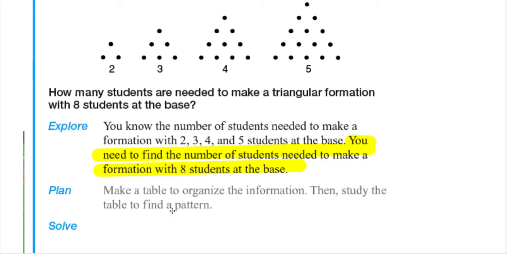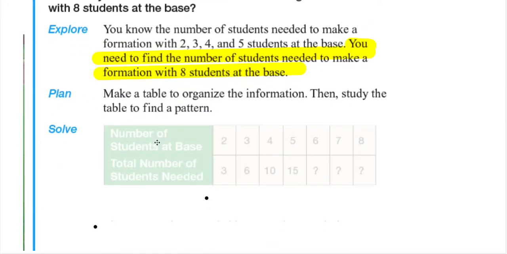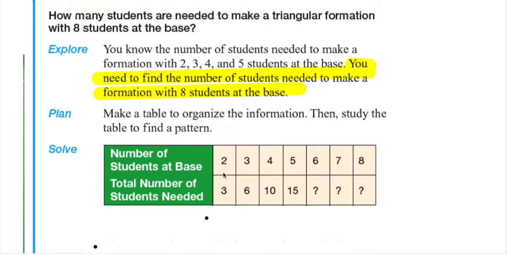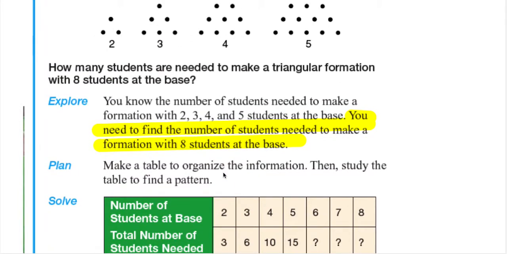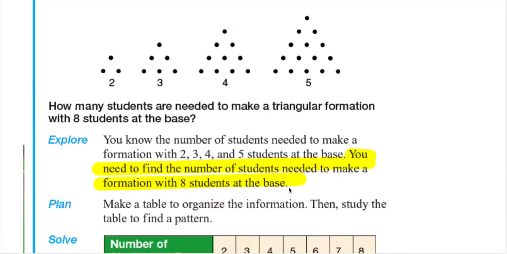How do we solve the problem? Make a table to organize the information, then study the table to find the pattern. Just as we did with the cubes, we create a table for this. And this is how the table would look. If you have a base of 2 students, you'll have a total of 3 students to make that triangle. Base of 3, 6. 4, 10. 5, 15. Okay, that's what we have there.